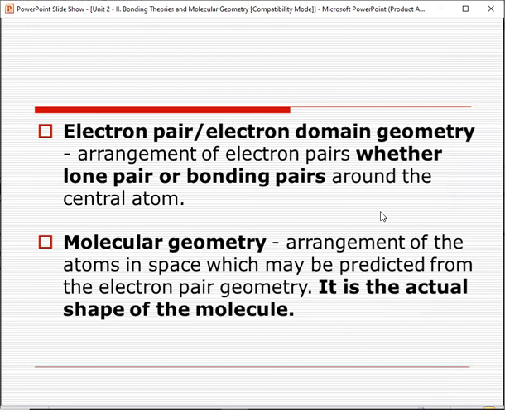Electron pair or electron domain geometry is the arrangement of electron pairs, whether lone pairs or bonding pairs, around the central atom. The molecular geometry is the arrangement of the atoms in space, which may be predicted from the electron pair geometry. It is the actual shape of the molecule.